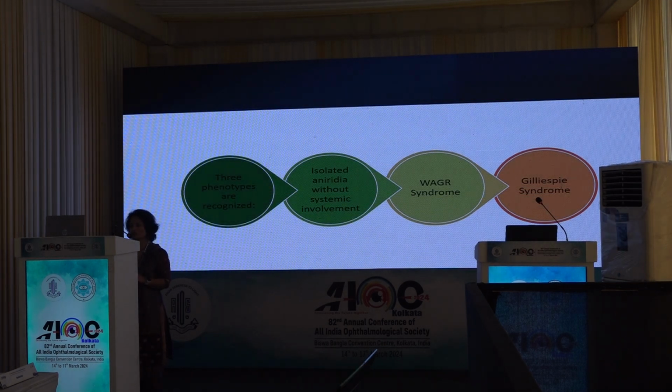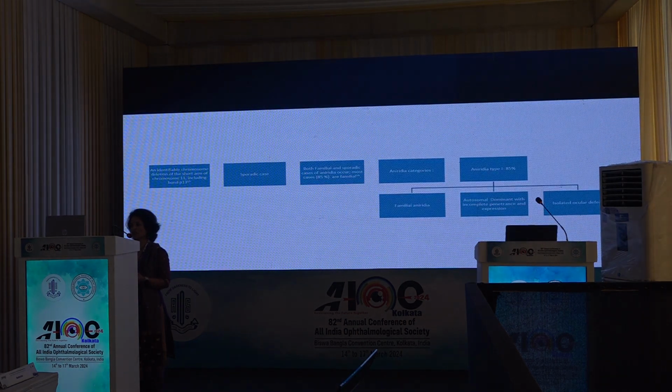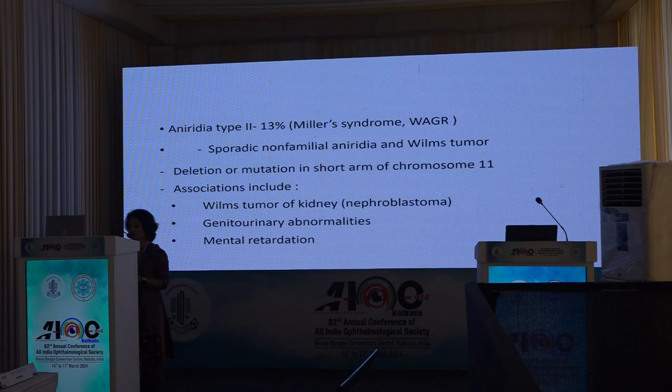So what are the phenotypes? Isolated aniridia without systemic involvement, WAGR syndrome and Gillespie syndrome. They come up with various and different presentations. Aniridia type 1, that is 85%, is familial aniridia, autosomal dominant with incomplete penetrance and expression, and it also comes out as an isolated ocular defect.